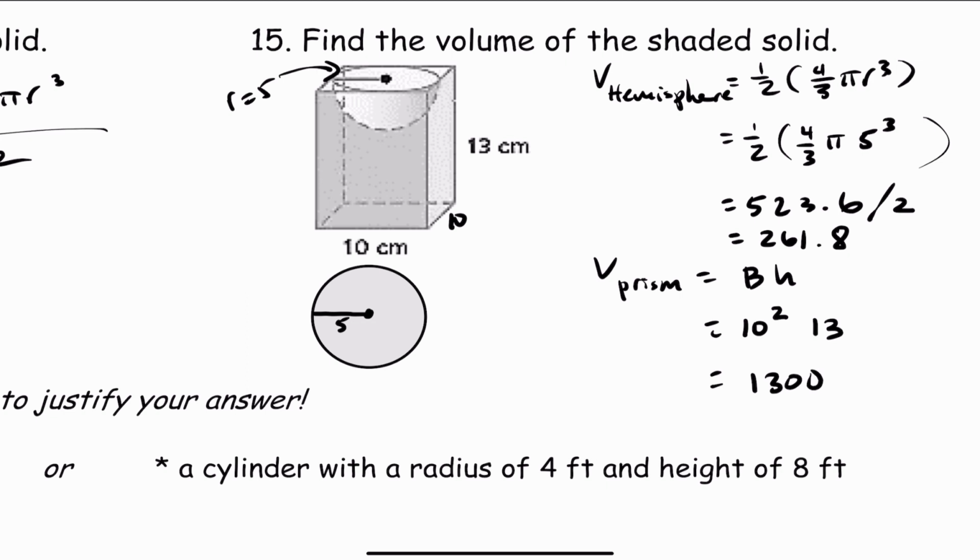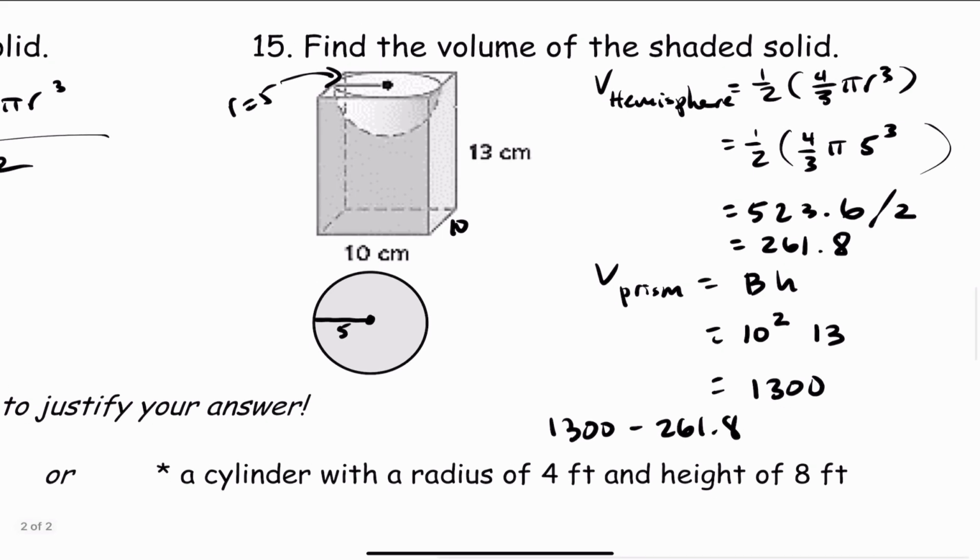Okay, and remember what I said at the beginning. It's 1,300 minus 261.8. You're doing the shaded minus unshaded. So you get about 1038.2, and I know the key says 0.3, but I'm pretty close enough, and I'm happy with this answer. So centimeters cubed, that's my answer.